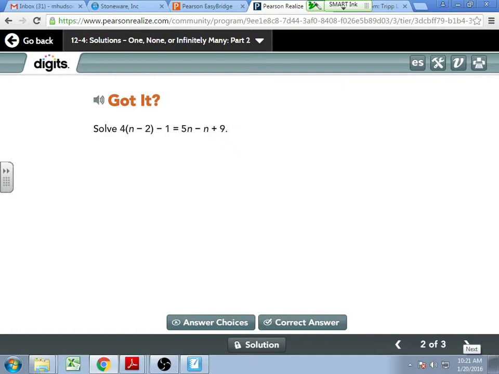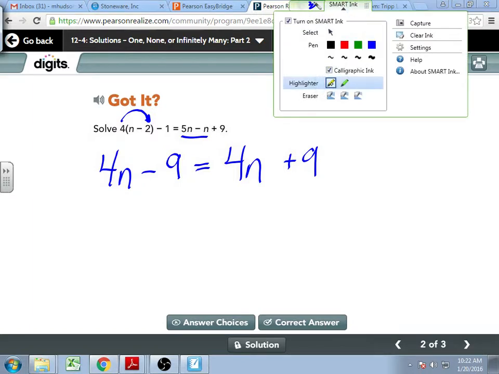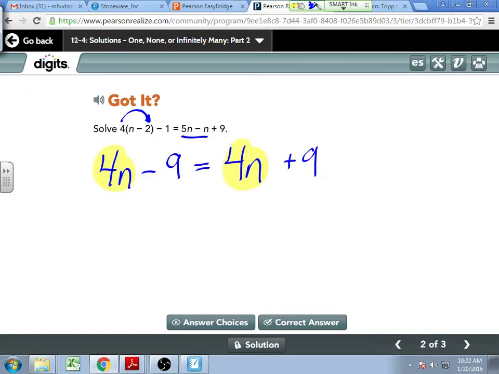Oh, Peyton, you were next too. Peyton, what'd you do first? You distributed and you got 4n minus 9. Okay, so we get minus 8, then we minus 1 more. Well, and then I subtracted 5n. Yep, you did that. 4n plus 9. And I realized that there's no solution because of 4n. If the 4n's are shared, they're the same, but the minus 9 and the plus 9 are not the same.